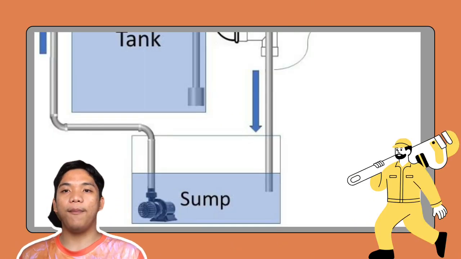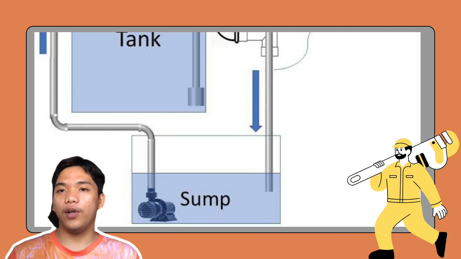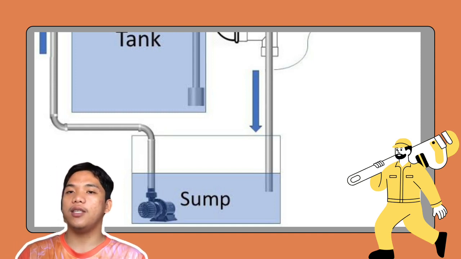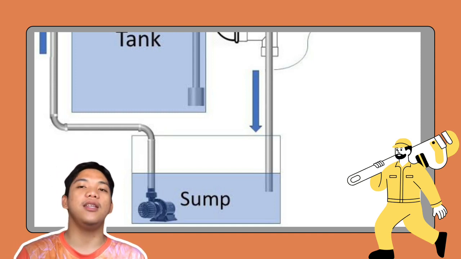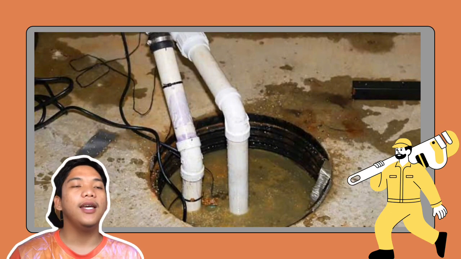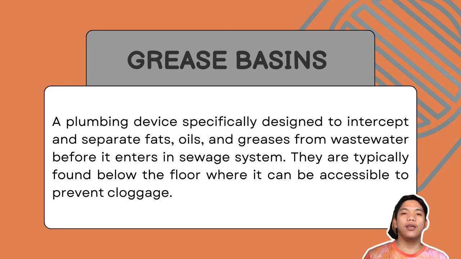So here is the example of the sump pit. Kung kanina sa automatic water siphon, di ba, naka-connect yan siya sa automatic water siphon from basin, automatic water siphon, and the sump pit. And the last one is the grease basin. A grease basin is that separates the water, the grease, the fats, and oils.